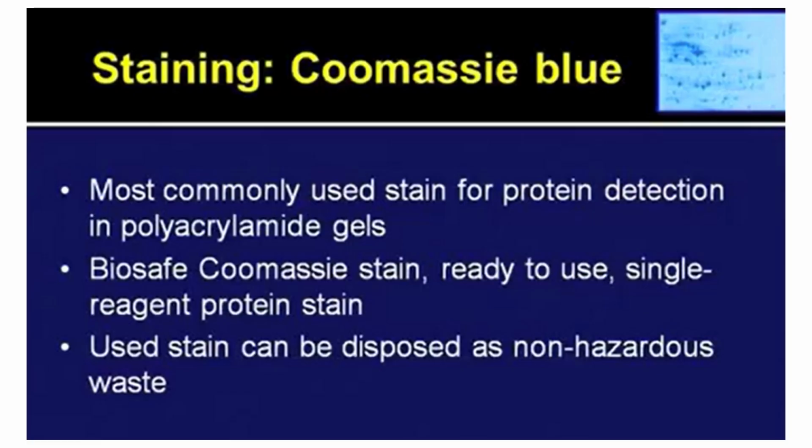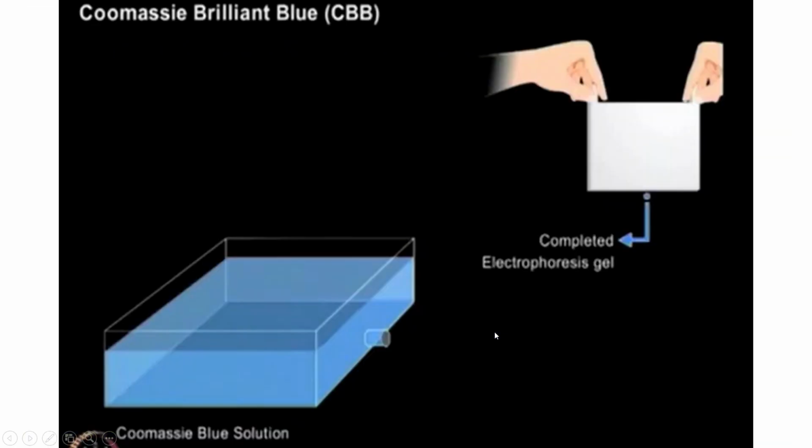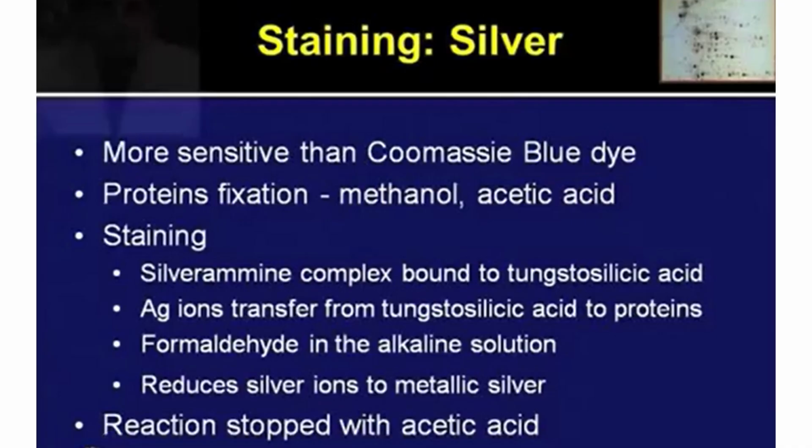One of the ways is by adding Coomassie blue. It is a biosafe Coomassie stain and it is ready to use. You directly get the reagent now available. And this used stain can be disposed of as non-hazardous waste as well. Now you have this completed gel which has run on the second dimension. You can just add it to the staining solution.